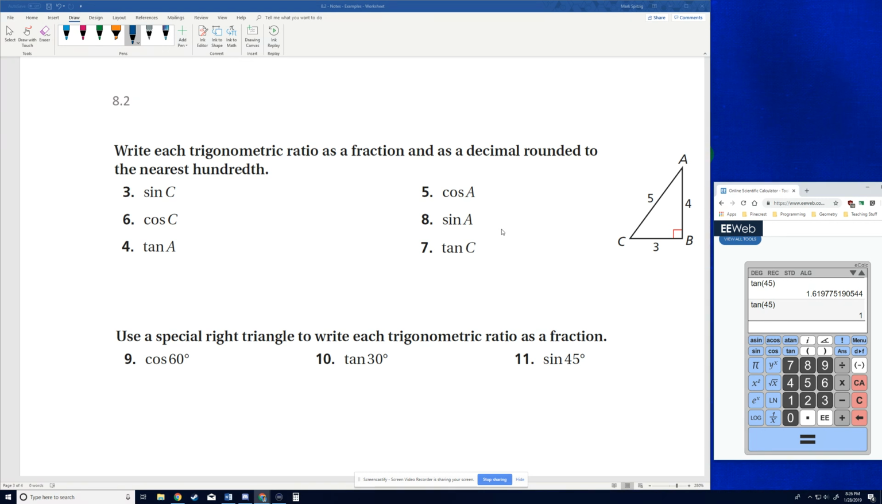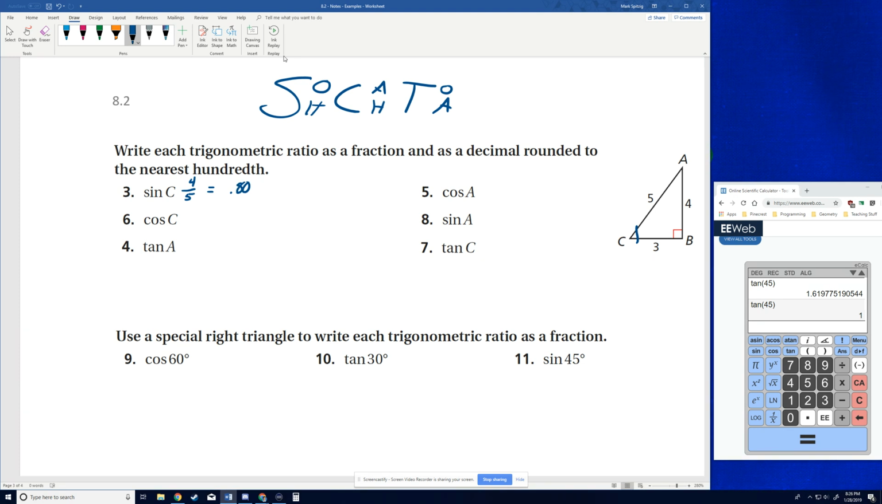All right. So now, which ratio represented as a fraction? Sine of C. We're looking at C as our reference angle. Sine is opposite over hypotenuse. Cosine is adjacent over hypotenuse. And tangent is opposite over adjacent, so SOH CAH TOA. So for sine, our opposite is 4 over hypotenuse 5. So we have 4/5, and as a decimal, 4/5 is 0.80. It said hundredth, so that's fine.